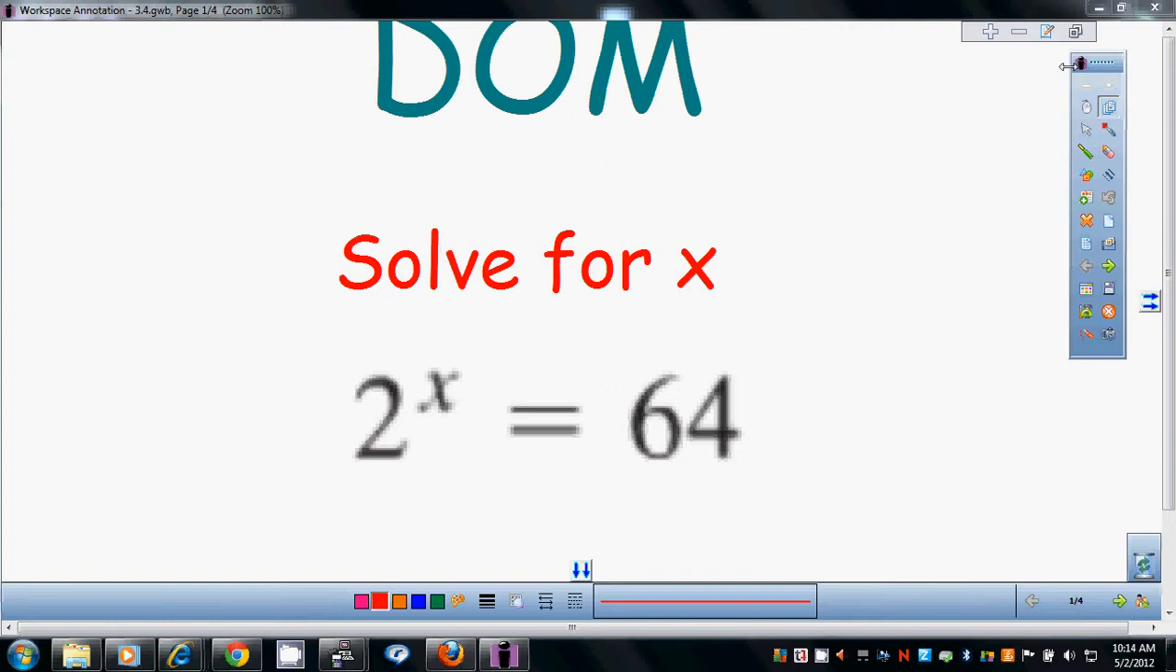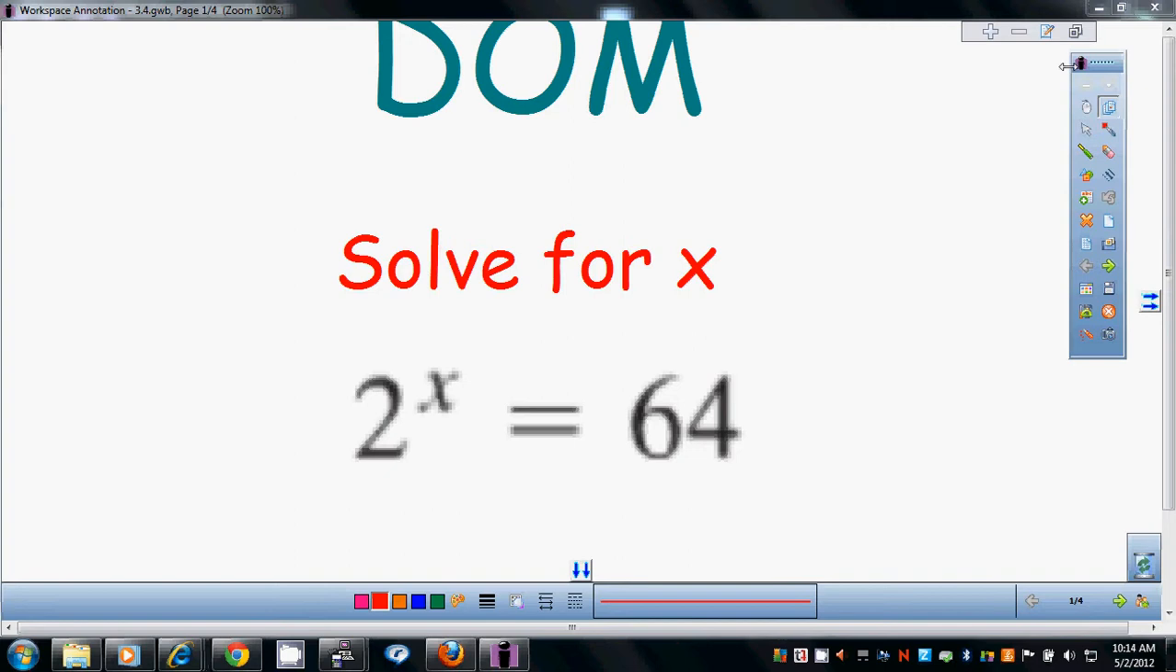2 to the 6 equals 64? Very good. How'd you do it? Just plug in code. There you go. And that's what you would have had to do unless you could use what we're going to learn today. You could use logarithms to solve this problem without having to guess.